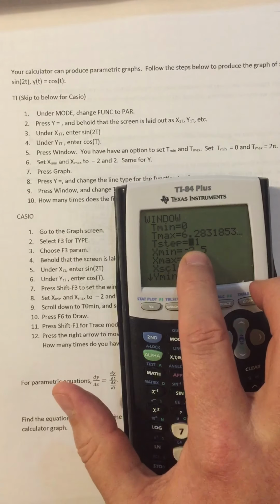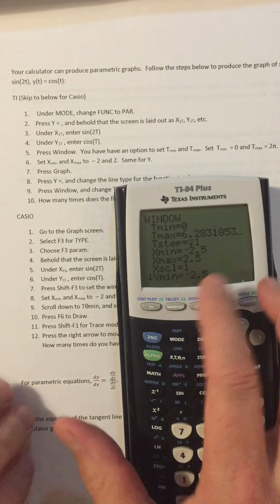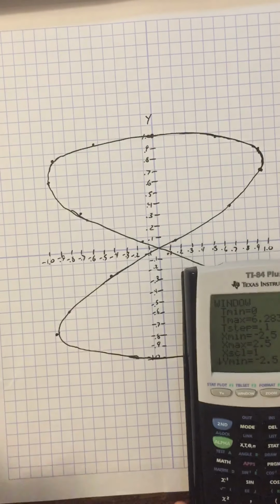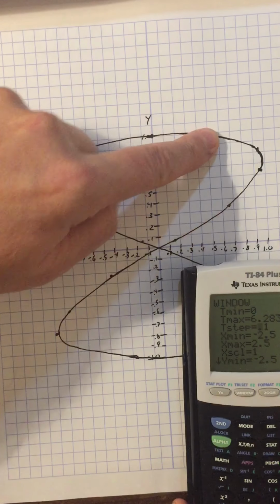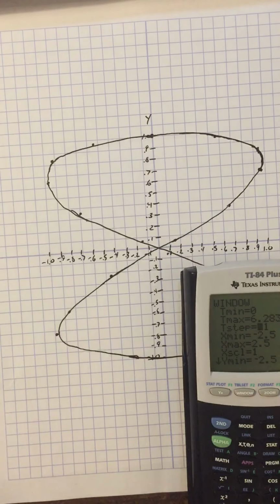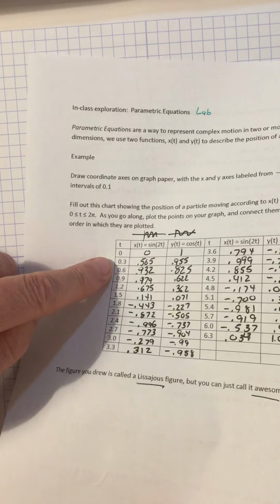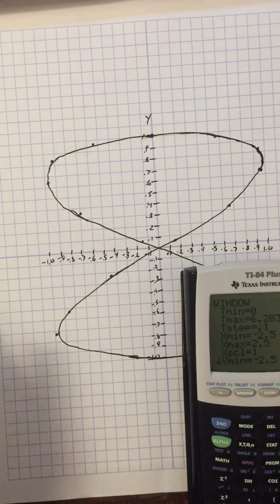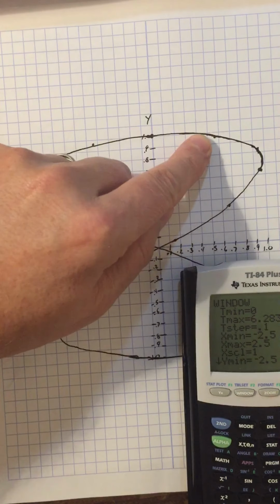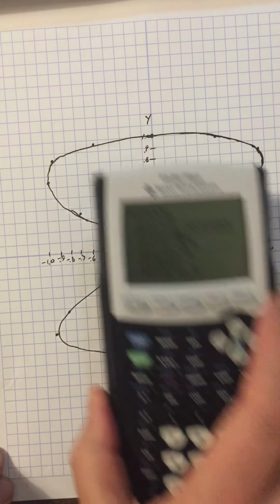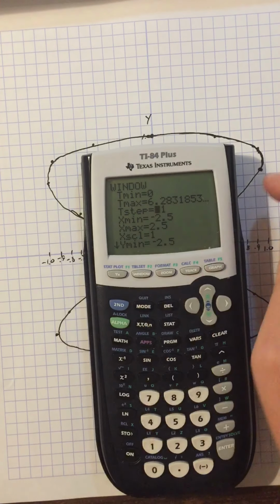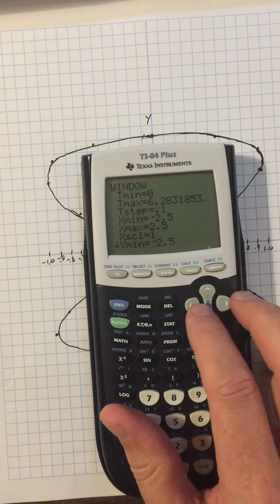So the t-step is like resolution. How big a jump did I take in these points? So in fact, the t-step is here from 0 to 0.3, 0.6, 0.9. So I jumped 3 points each time. If I set t-step at 0.1, I will fill in those 3 missing points.